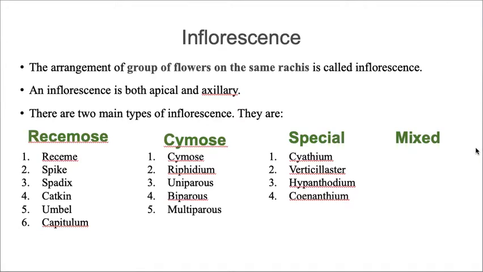The first one is the racemose type of inflorescence, and the second one is cymose. Along with these two main types, there are other types of inflorescences also: a special type and a mixed type. So altogether I can say four types of inflorescence. But you need to understand one important point: there are two main types, racemose and cymose. Now let us take all these inflorescences in a very detailed way along with examples, because for topics like inflorescence and fruit, examples are more important than the actual concept, so focus on the examples more.